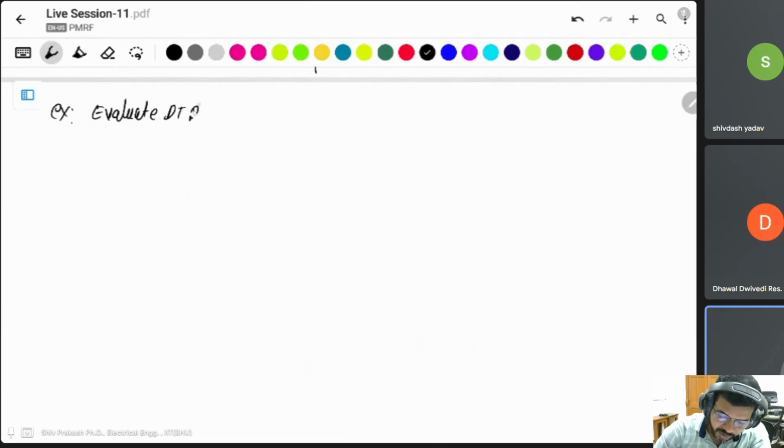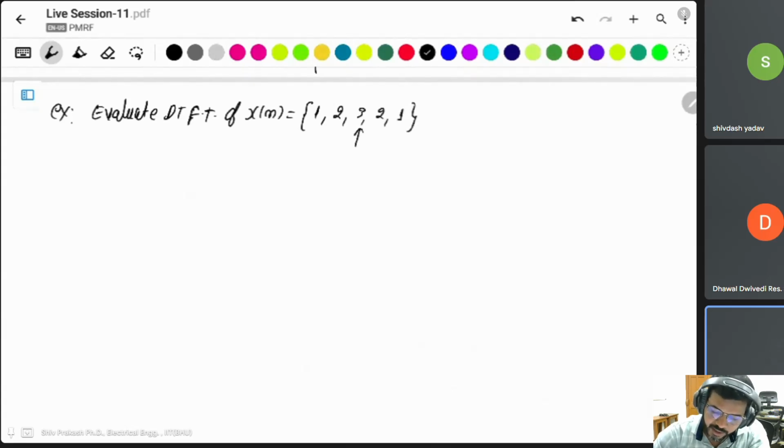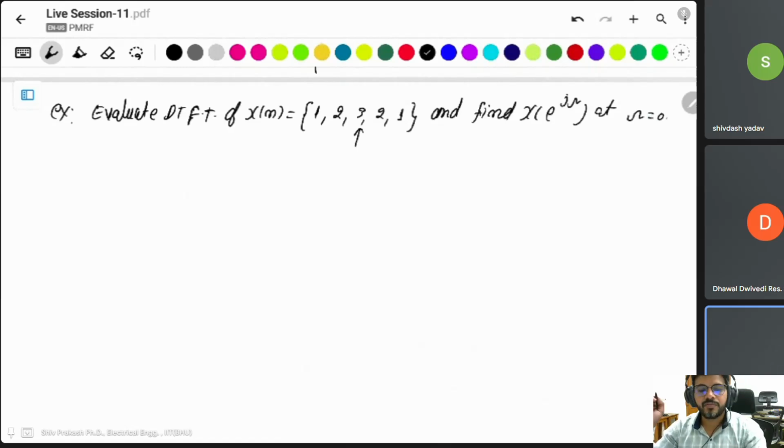Evaluate the discrete time Fourier transform of x[n], which is given as 1, 2, 3, 2, 1, with the origin at 3. Then find X of e to the power of j omega at omega equal to 0.